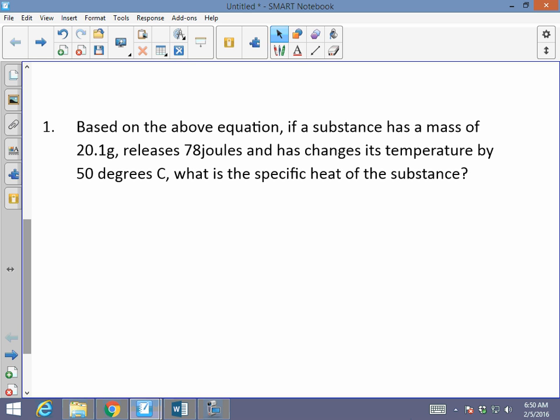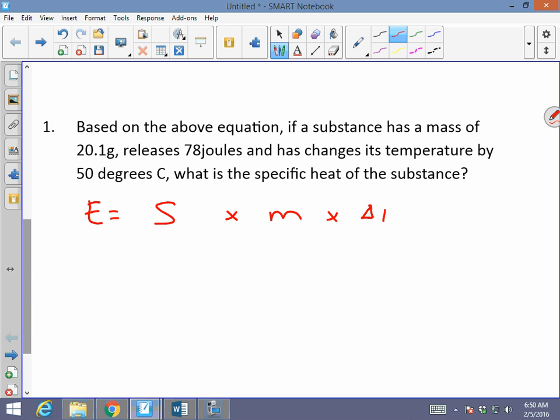Based on the above equation, if a substance has a mass of 20.1 grams, releases an amount of energy of 78 joules, and changes its temperature by 50 degrees Celsius, they're giving you the change. It changes by 50 degrees Celsius. What is the specific heat capacity of the substance? Okay, so if I look at the equation, it says energy equals specific heat capacity of the substance times the mass times the change, delta T, change in temperature. Let me work that out.